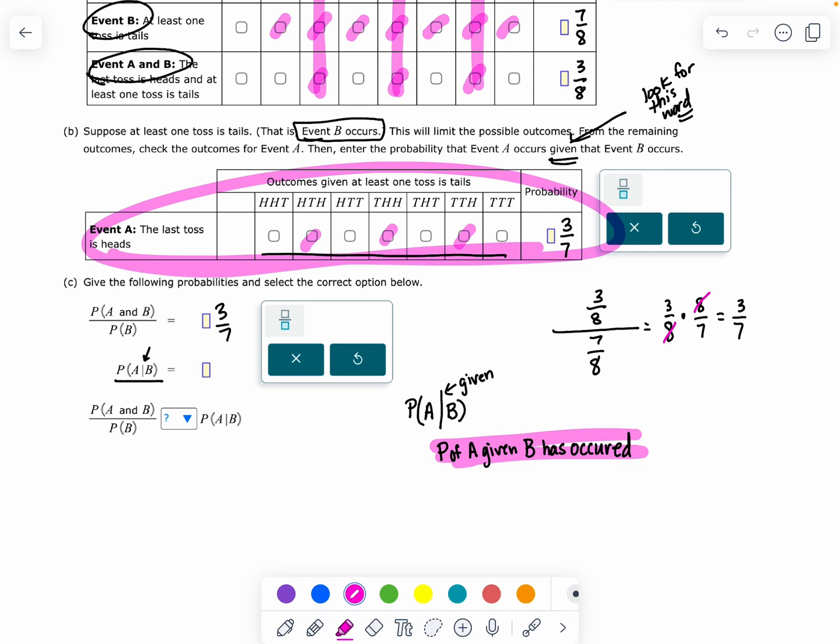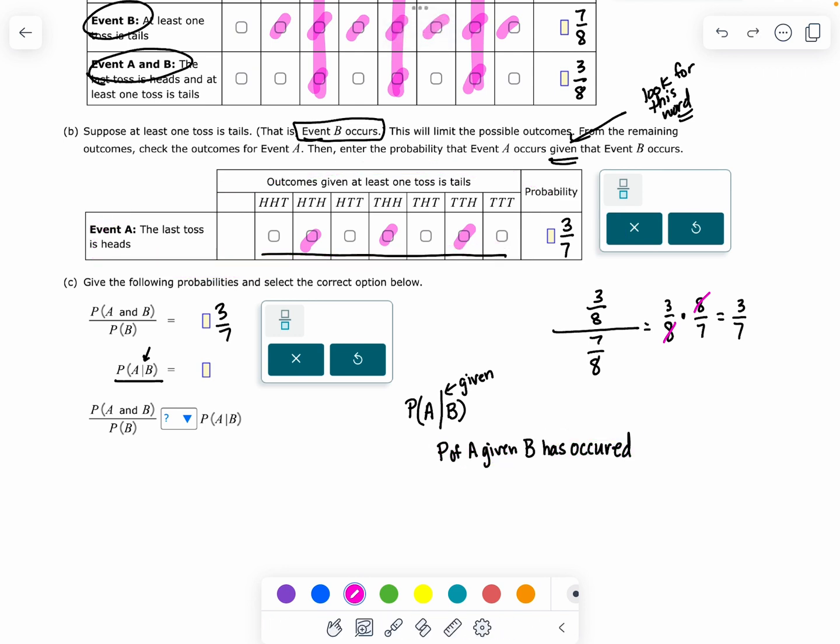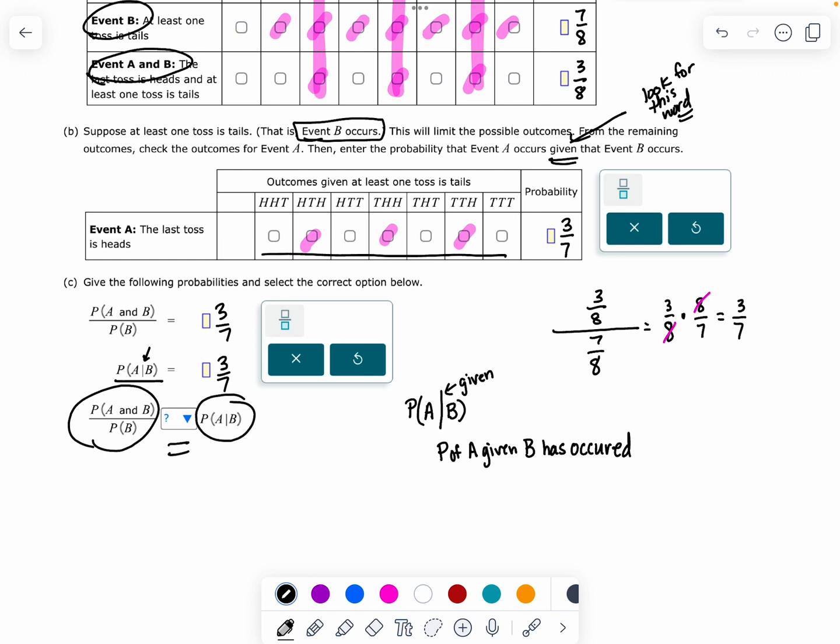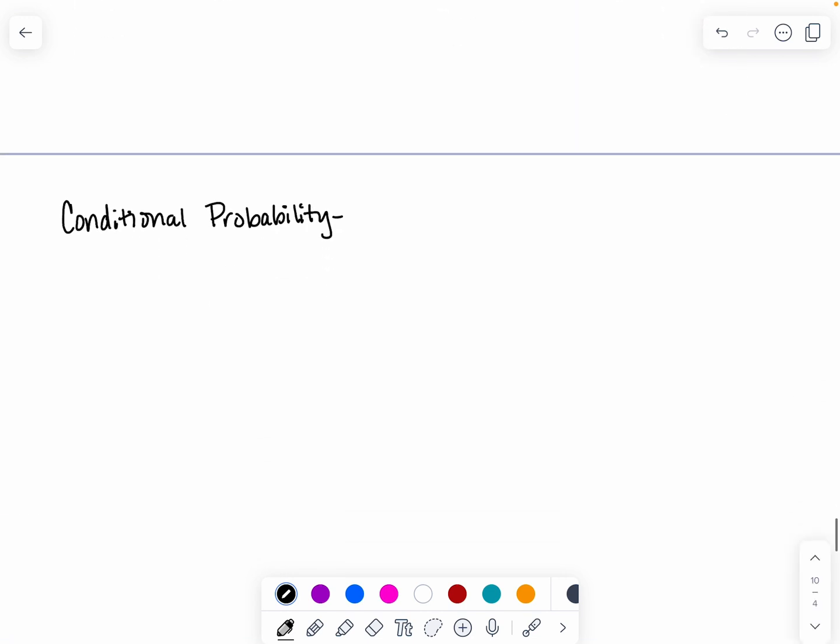B has occurred. What's the probability that A is going to happen? Oh, we already know it. It's 3/7. That means that this and this are equal. So they are showing you the equation. And this is worthy of putting on your note card, guys, okay? Note card worthy.